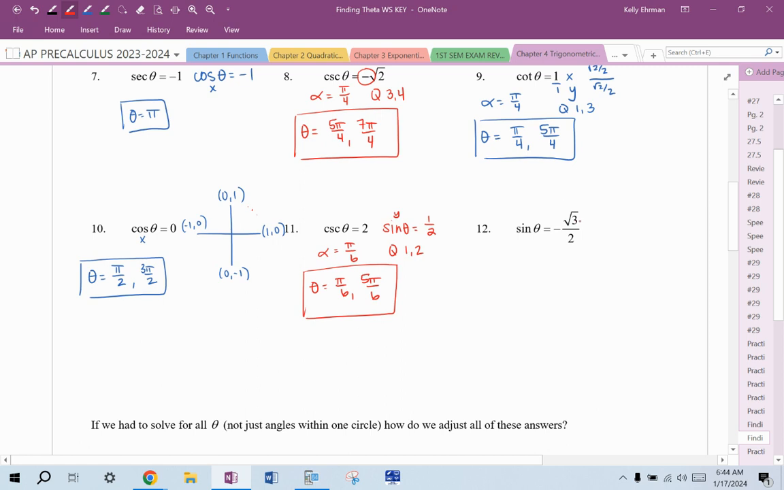When is sine theta equal to negative radical 3 over 2? So when is the y coordinate equal to negative radical 3 over 2? The quadrant 1 angle, the reference angle that we're looking at, should be pi over 3. Excuse me. And sine is negative in quadrants 3 and 4. So your answers for theta are the quadrant 3 version of pi over 3, so 4 pi over 3, and the quadrant 4 version, which is 5 pi over 3.